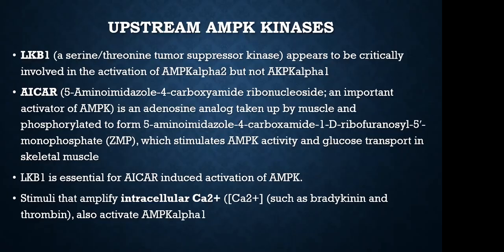So upstream AMPK kinases, these are the ones acting on the AMPK, functioning upstream. The more important ones are things like LKB1. It's a serine threonine tumor suppressor kinase, and it appears to be critically involved in the activation of the AMPK alpha 2, but not the alpha 1 subunit of the AMPK.